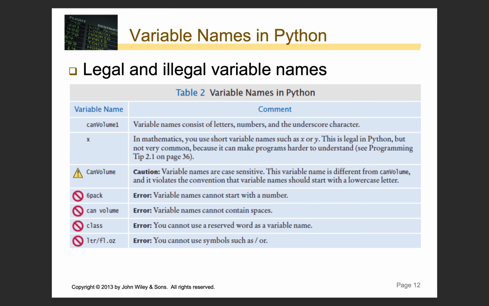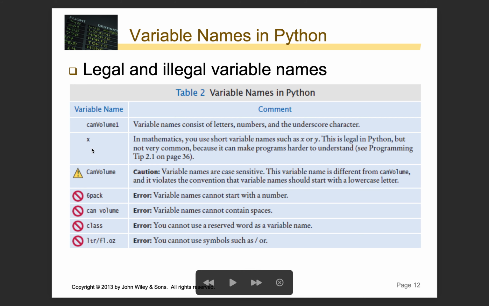Okay, so here's a nice table for legal and illegal variable names. Something like canVolume1 with a lowercase c and an uppercase V is a great variable name. Variable names can consist of letters, numbers, and the underscore character, and typically we're trying to follow CamelCase notation.